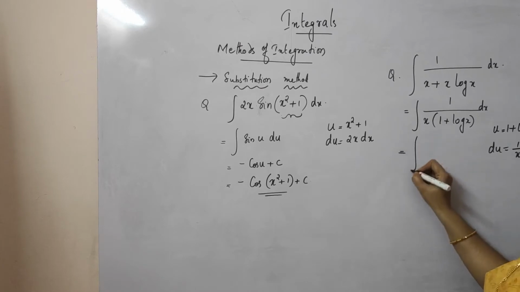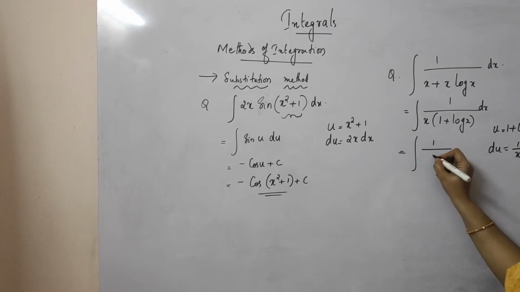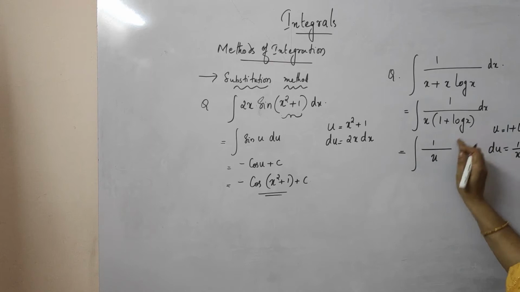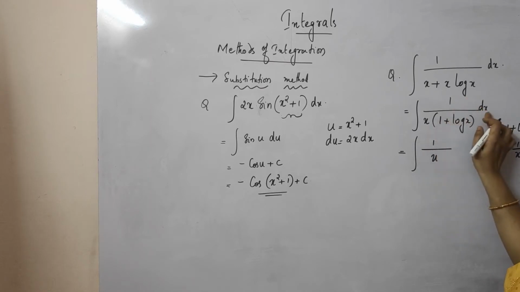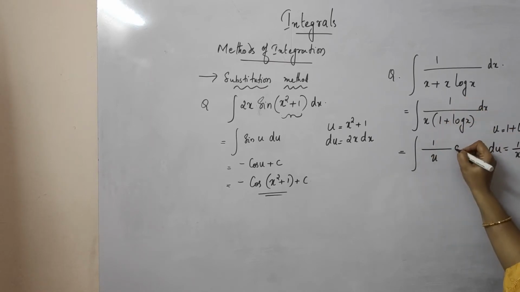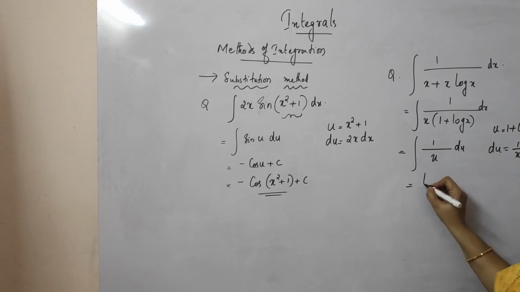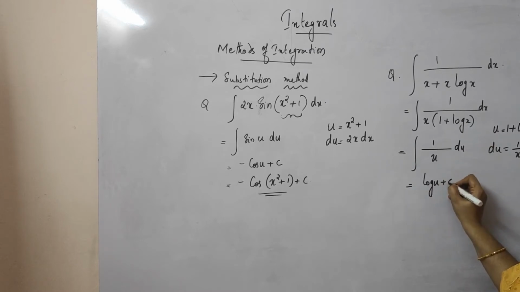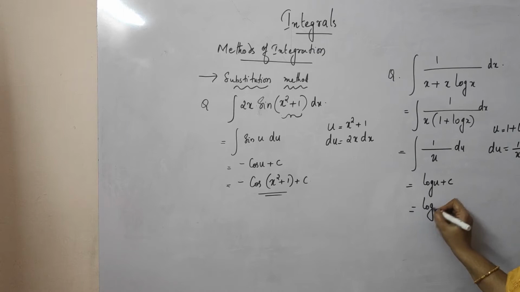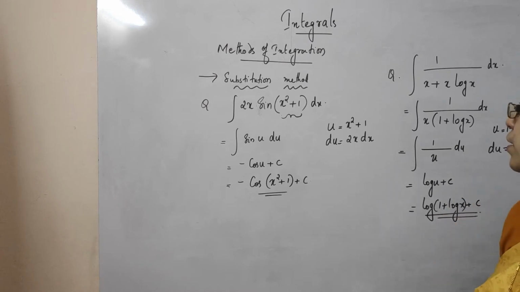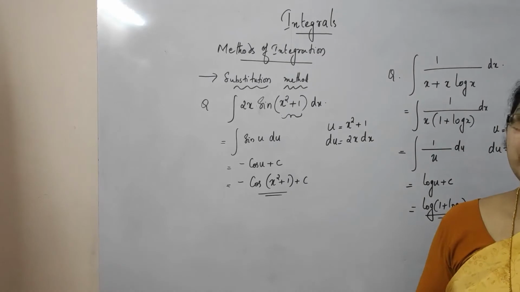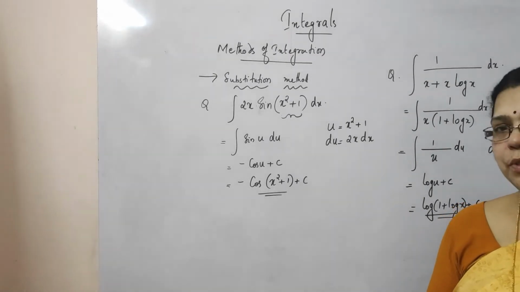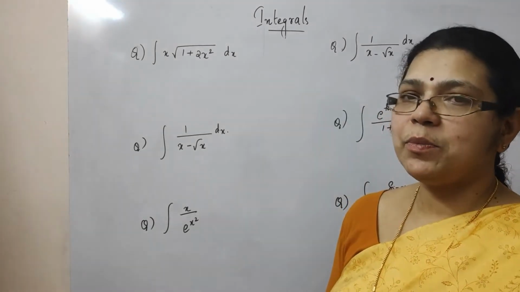So, this expression can now be written as 1 by u, because 1 plus log x is u, and dx by x is du. So, what do I get? Log u plus c. What is log u? Log of 1 plus log x plus c. So, this is the integral for 1 by x plus x log x. Okay, now let's see more problems on this substitution method. Now let's discuss some more questions.